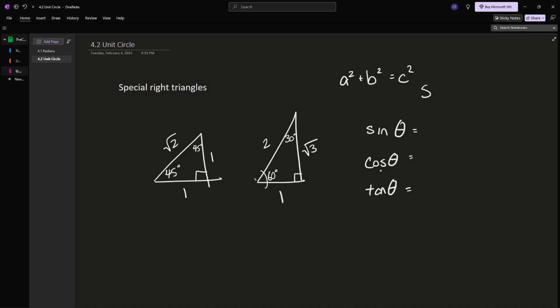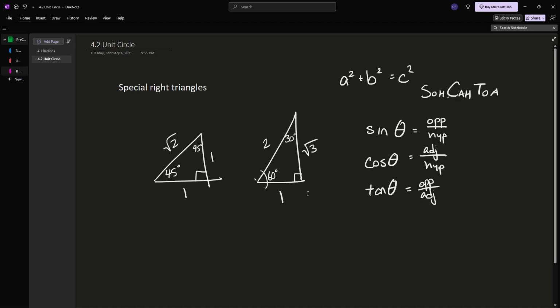If you do SOHCAHTOA, I like to write it with the S, C, and T capitalized, so it's a bit more clear. We have opposite over hypotenuse, adjacent over hypotenuse, and TOA: opposite over adjacent. So we have these trig ratios. This should be a little refresher on them and the Pythagorean theorem.